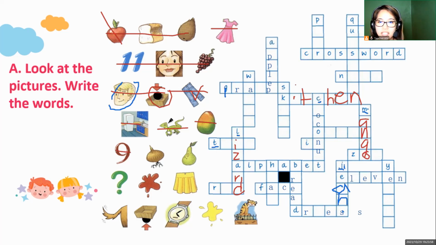Okay. Now what's this? What number is this? Nine. Okay, so you write number 9 here. N-I. N-E. Very good. Now, what's this? Onion. Okay, where can I write onion? Oh, oh. I cannot see. Oh, it's here. Onion.